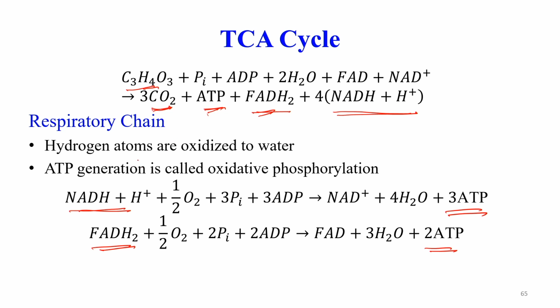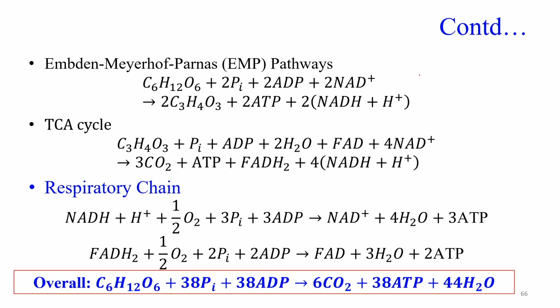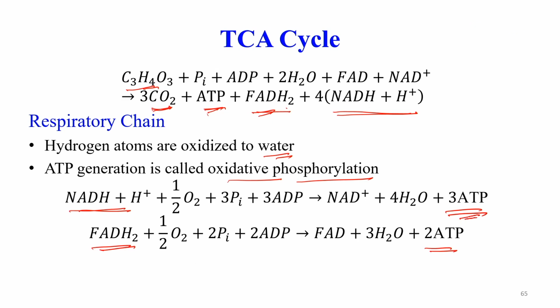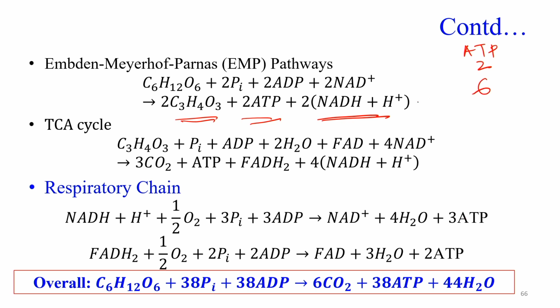In the respiratory chain, hydrogen atoms are oxidized to water, and ATP generation in this process is called oxidative phosphorylation. So, this FADH2 and NADH go for oxidative phosphorylation. Now, if we club this TCA cycle with the EMP pathway, in the EMP pathway we had 2 molecules of pyruvate and 2 ATP molecules, and 2 NADH. 1 NADH gives rise to 3 ATP, so now it has become 6 ATP from here.